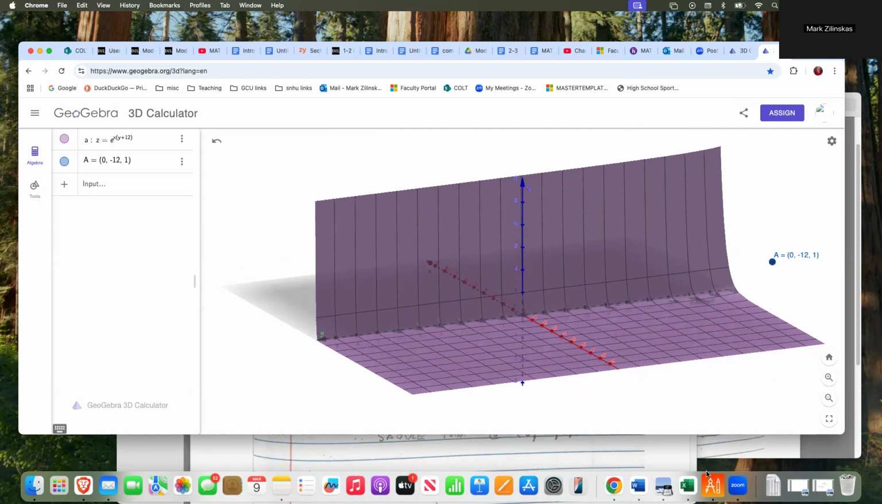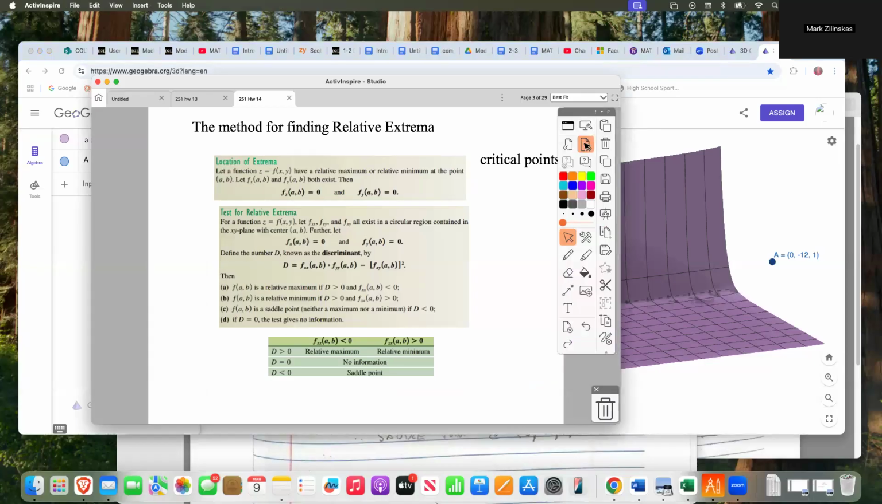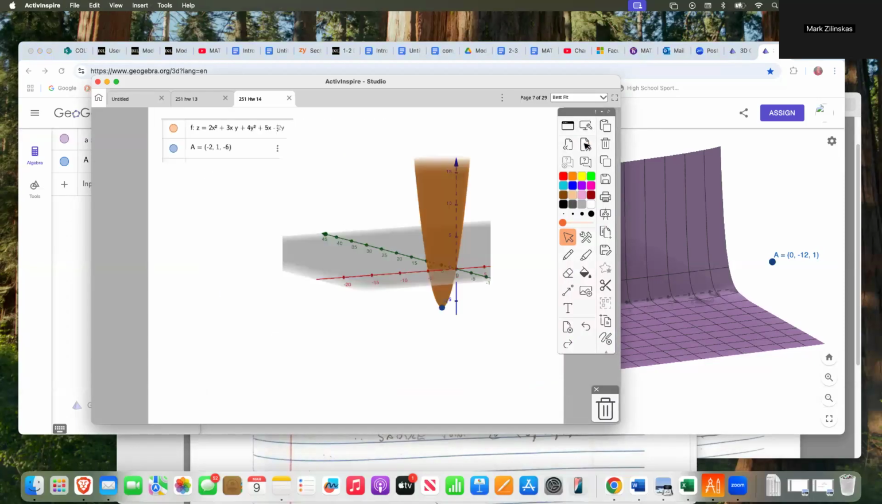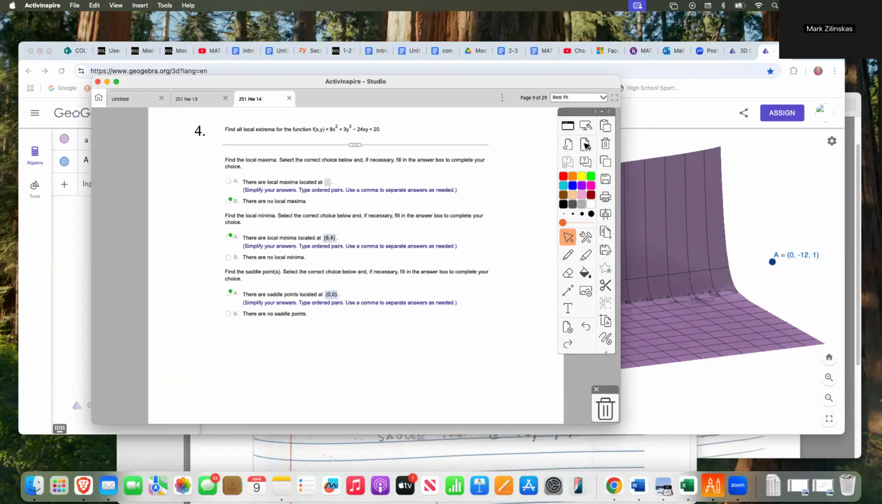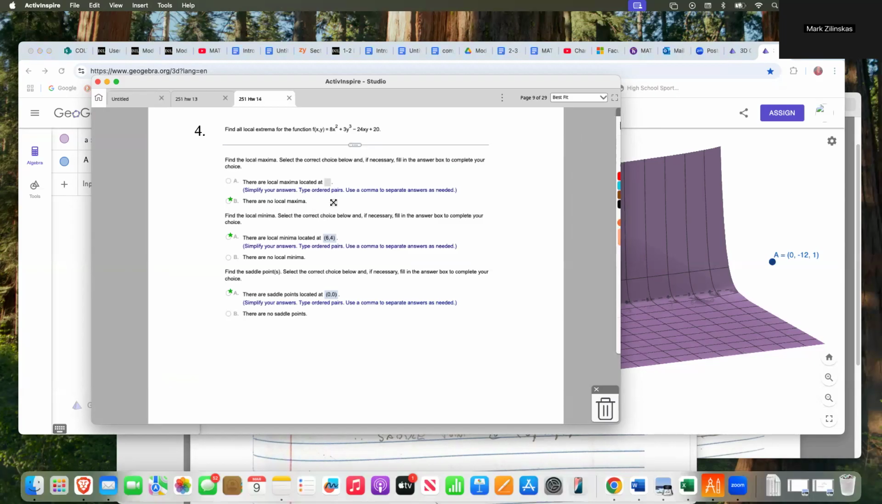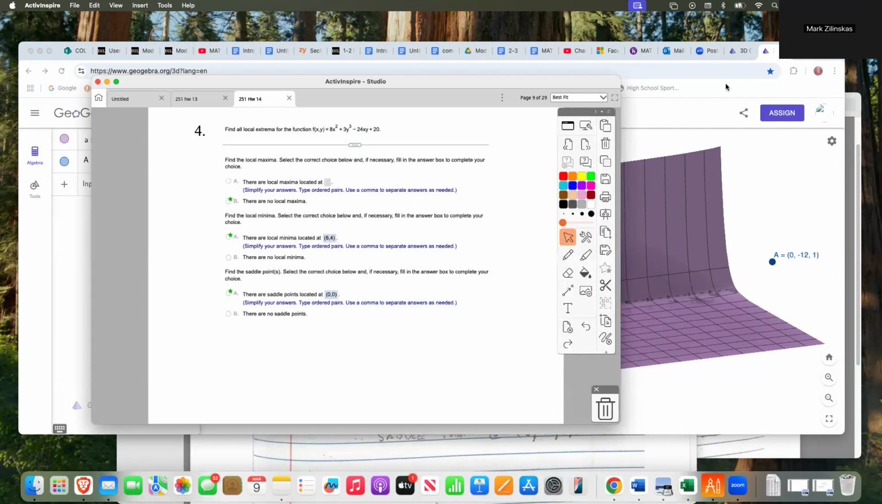So let me move ahead to my next example. Okay, so I just did that one. Here is this function. And notice there's no local maxima, but there is a local minimum. And again, they're not asking you to find the z, they just want the x and y value, just the ordered pair. And there is a saddle point. So this graph is going to have two of those sections.